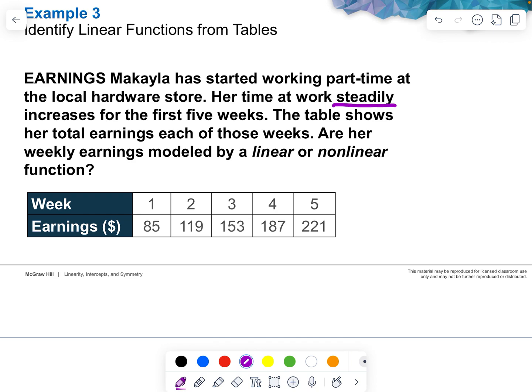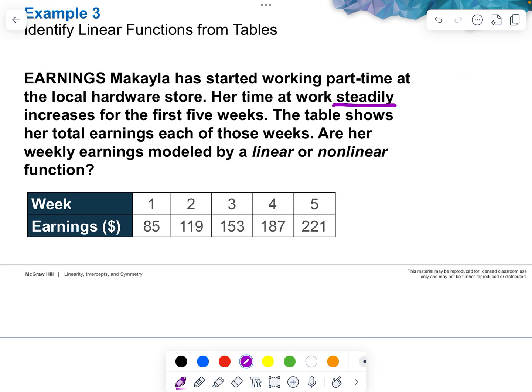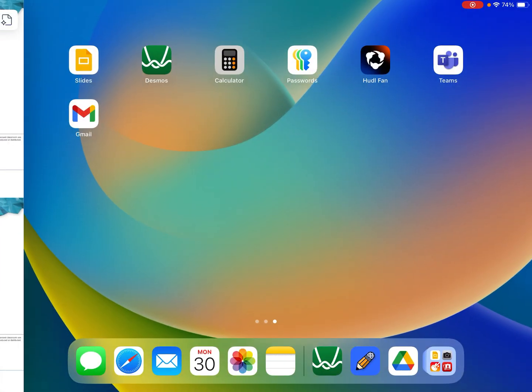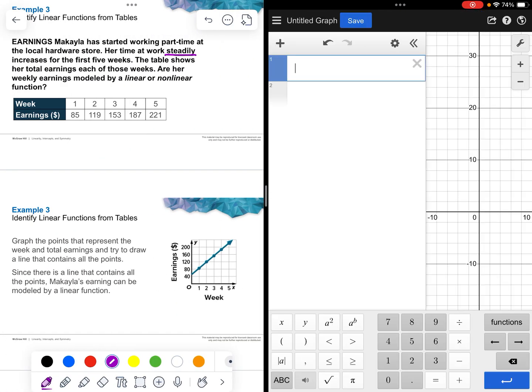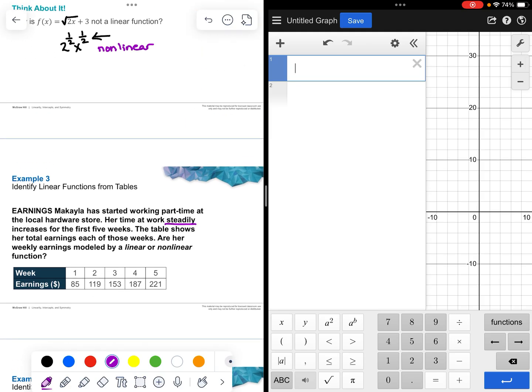And if you're not familiar with Desmos, this year you will need to get familiar with Desmos. So I'm going to open Desmos and I'm going to graph each of these points. And I'll show you how to do that with a table. I'll try to get both open at the same time. There we go. If you hit that plus sign, you can see table.